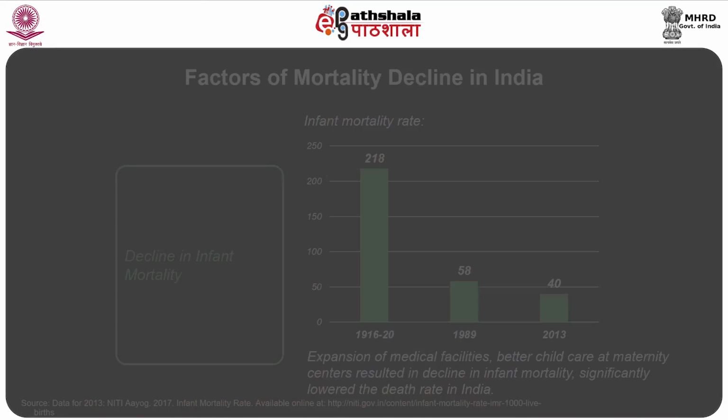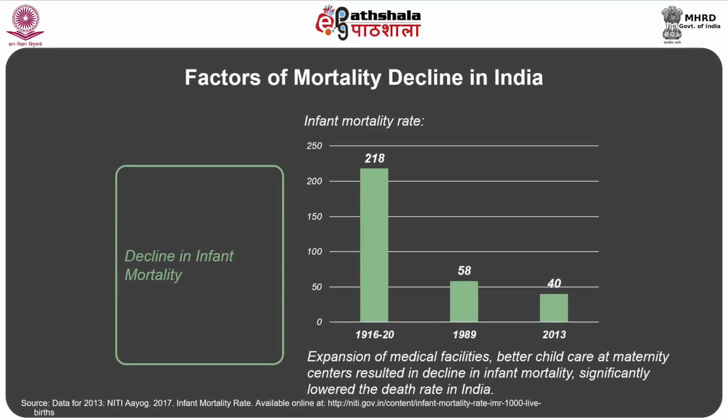The other contributory factor for mortality decline is the decline in infant mortality. An important factor contributing to low death rate is the decline in infant mortality. For instance, the infant mortality rate, which was as high as 218 per thousand in 1916 to 20, had come down to 58 in 1989 and further to around 44 in 2015. Expansion of medical facilities and better child care at maternity centers have all resulted in decline in infant mortality. All these factors have significantly lowered the death rate in India.